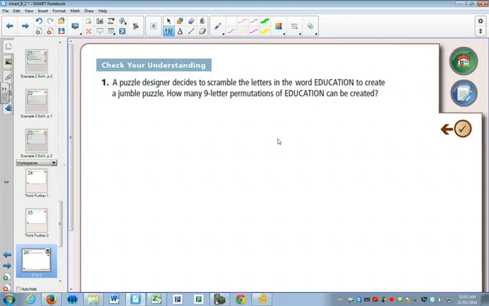All right. Here we are going to scramble the letters of the word education. How many letters are in the word education? There are 9 letters, and we want to create a 9-letter permutation. So whenever you're rearranging letters and you've got a 9-letter permutation, that can be solved using our old spaces technique that we learned the other day.